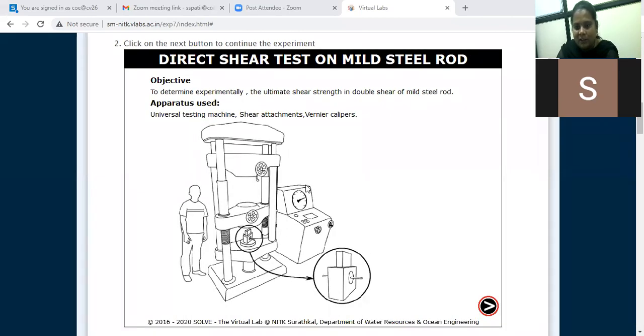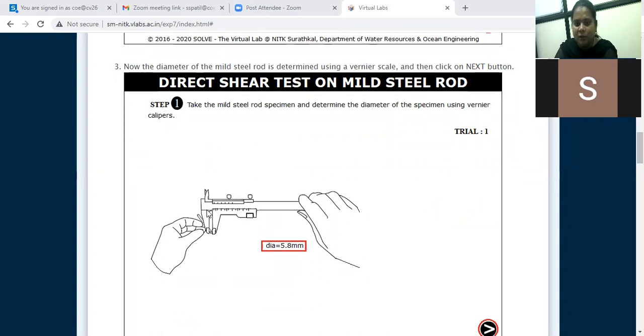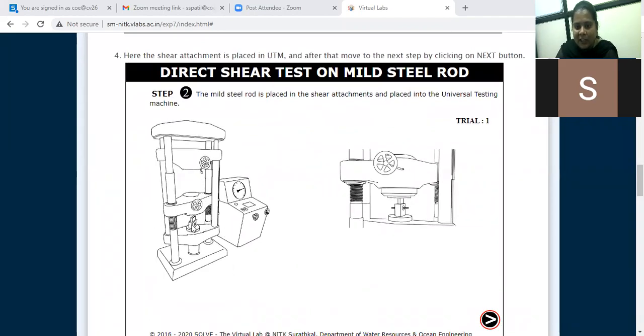I have already explained that the universal testing machine has two units: this is the loading unit, this is the control panel unit, and this is the shear apparatus or shear attachment. Now we will see the first step. In the first step, you have to measure the diameter of the rod using the vernier scale. In the second step, you have to fix the cylindrical rod in this shear attachment.